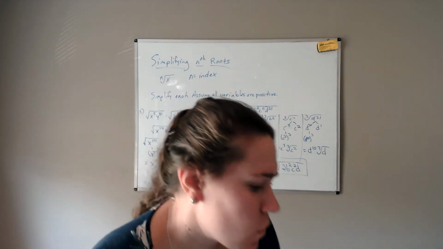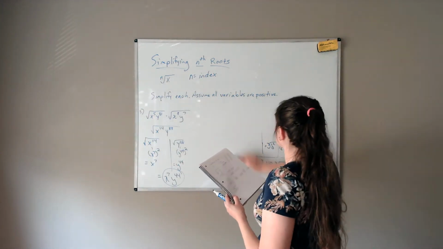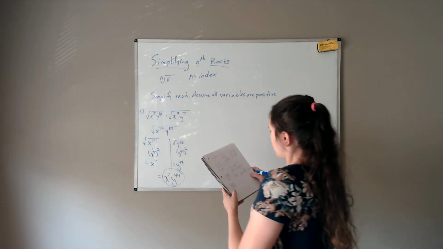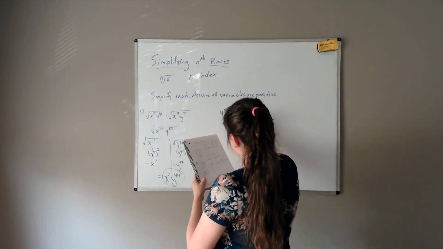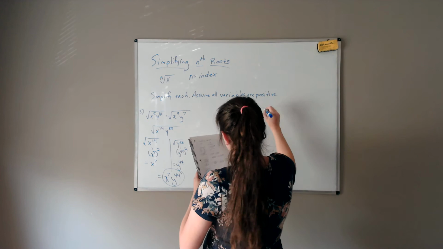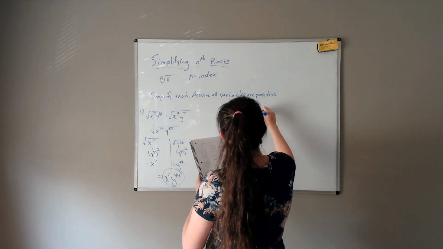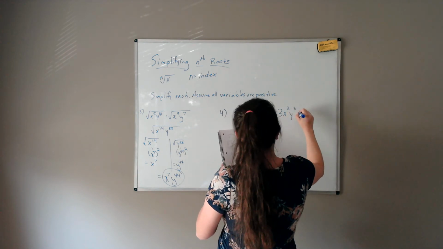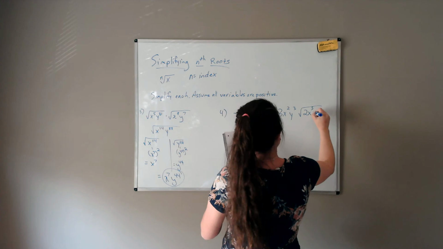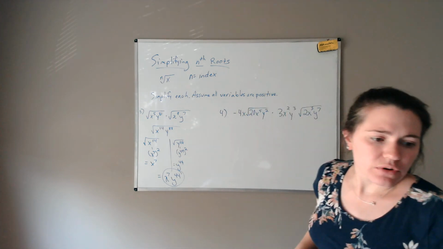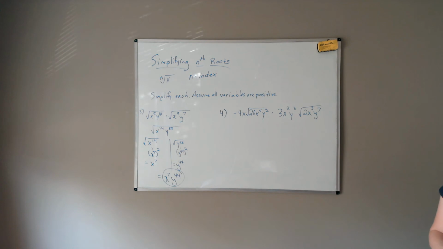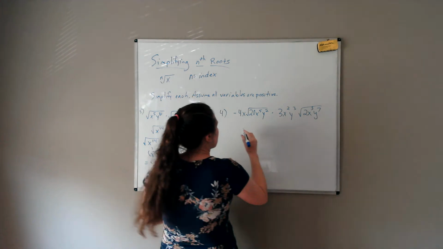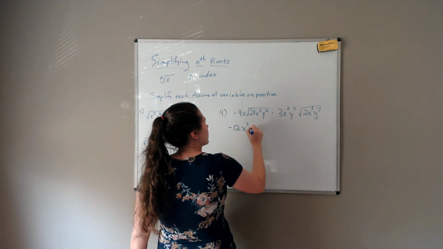All right, number 4. In number 4, we have negative 4x times the square root of 20x to the 5th, y to the 2nd, times 3x squared, y to the 3rd, times the square root of 2x to the 3rd, y to the 7th. So notice, it's again multiplying two radicals together. You're allowed to do that as long as the index is the same. It is. So multiply what's on the outside. So it's going to be negative 12, x to the 3rd, y to the 3rd.